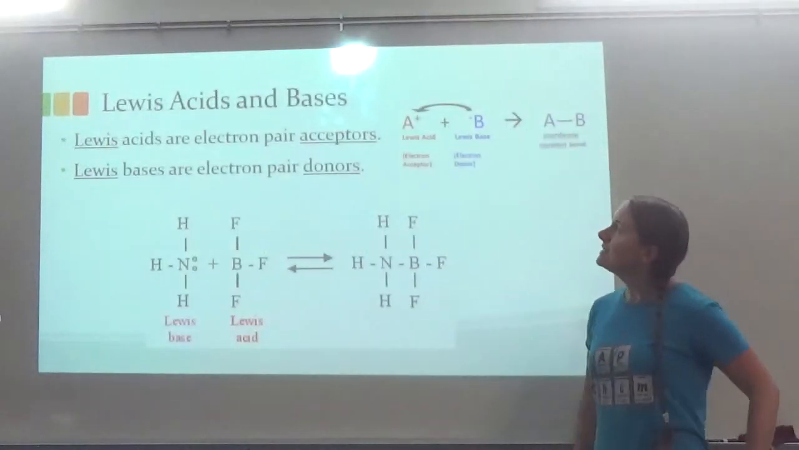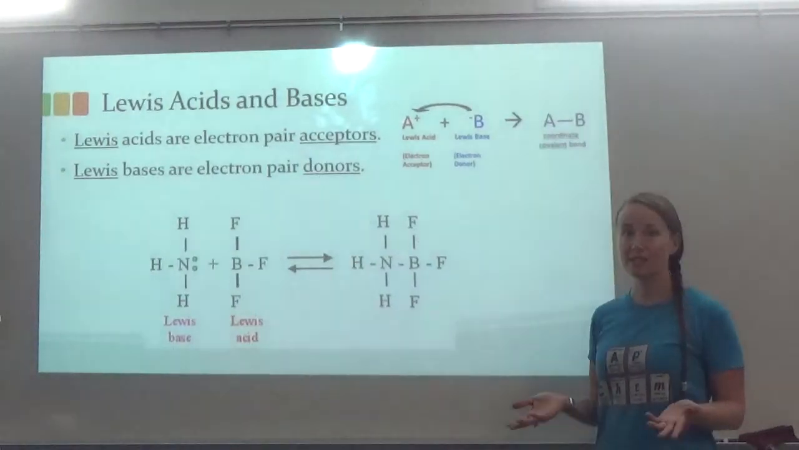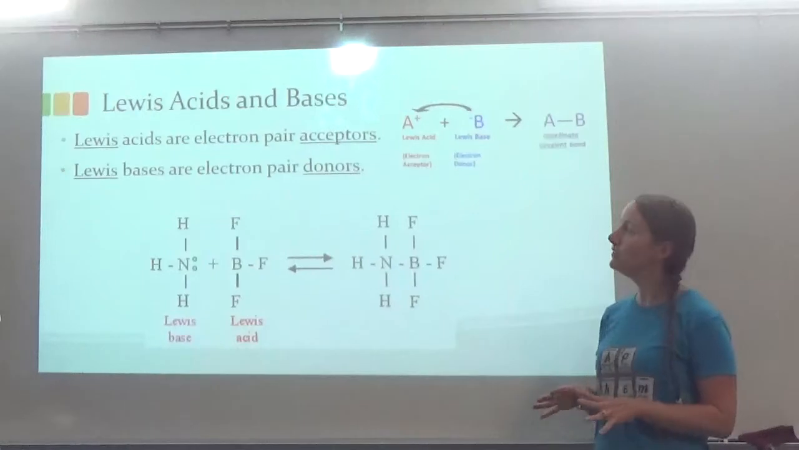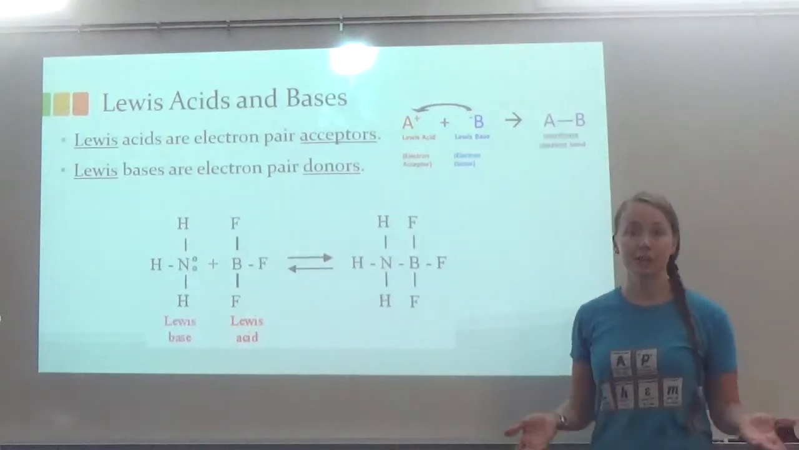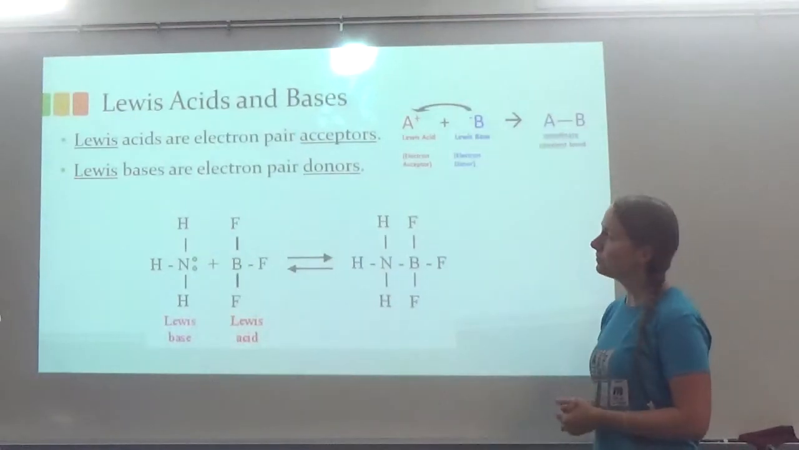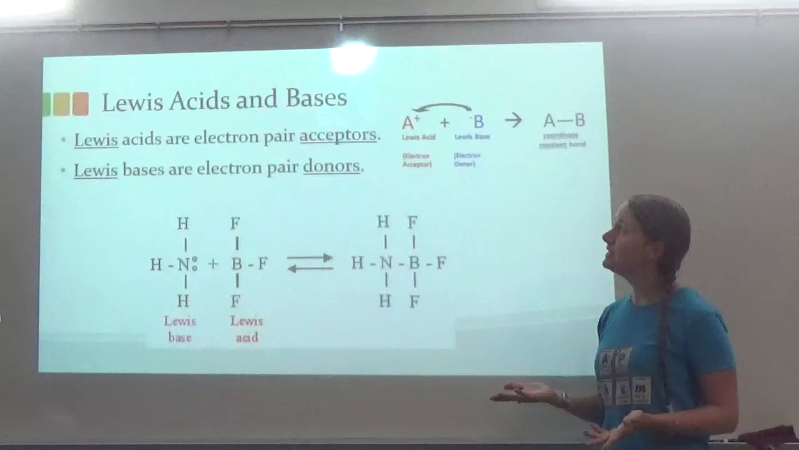All right, and then the last definition that we focus on is Lewis acids and bases. In this example, instead of focusing on what happens to the H positive, we focus on what happens to an electron pair. Each one is just focusing on something different. Lewis acids are electron pair acceptors, and Lewis bases are electron pair donors.